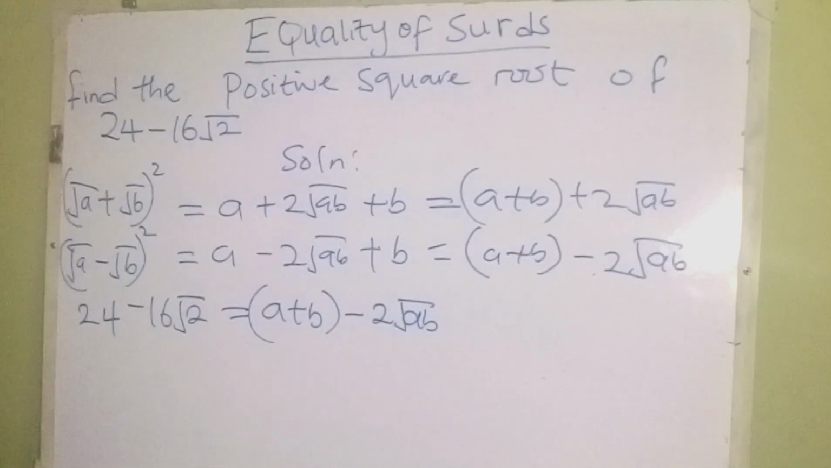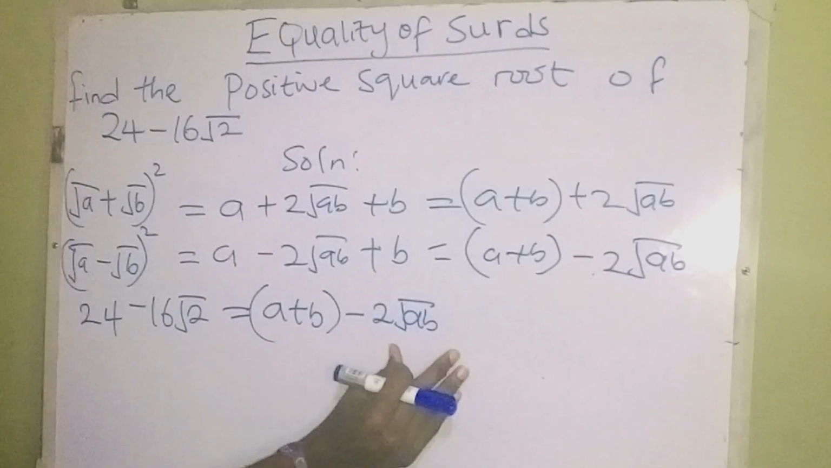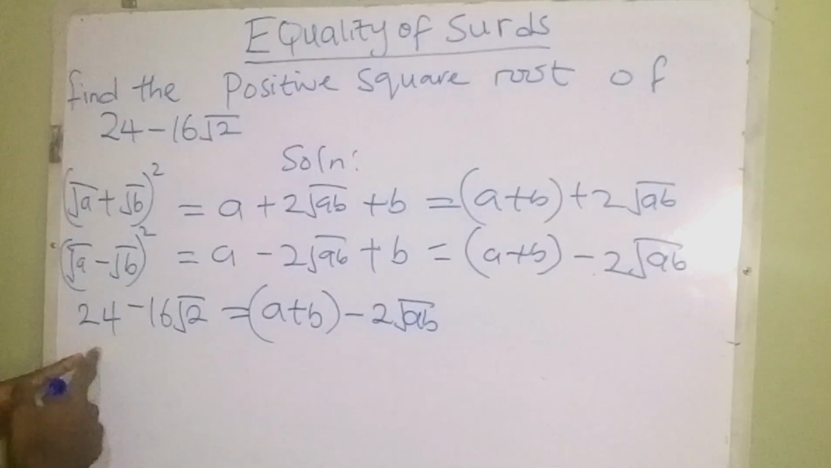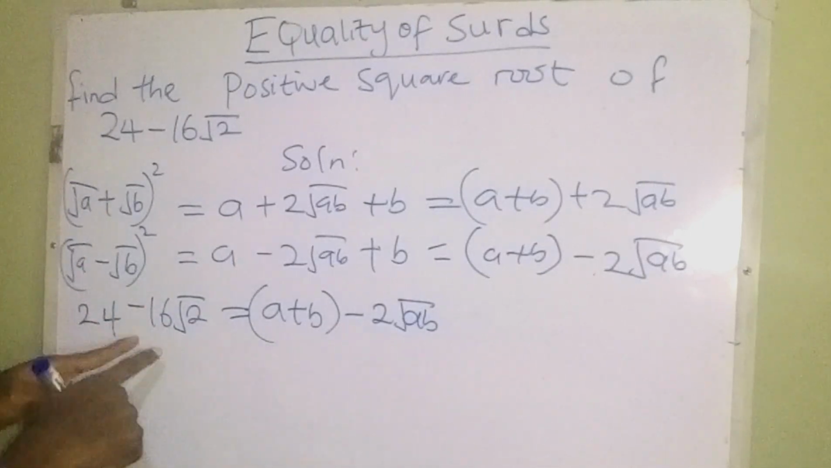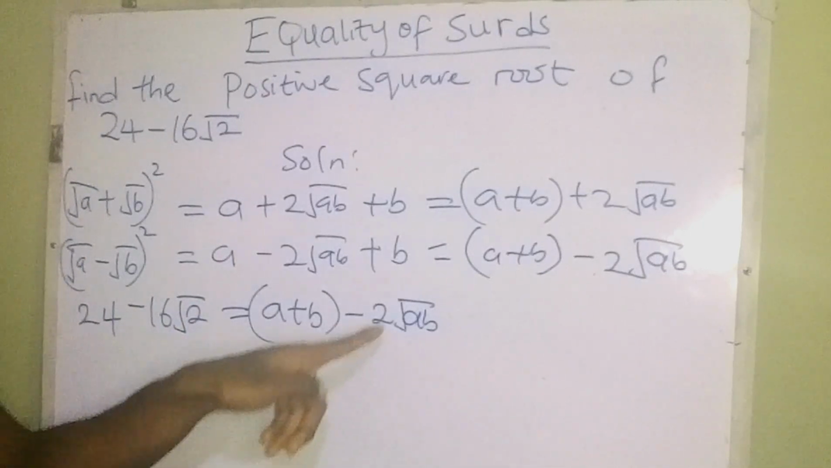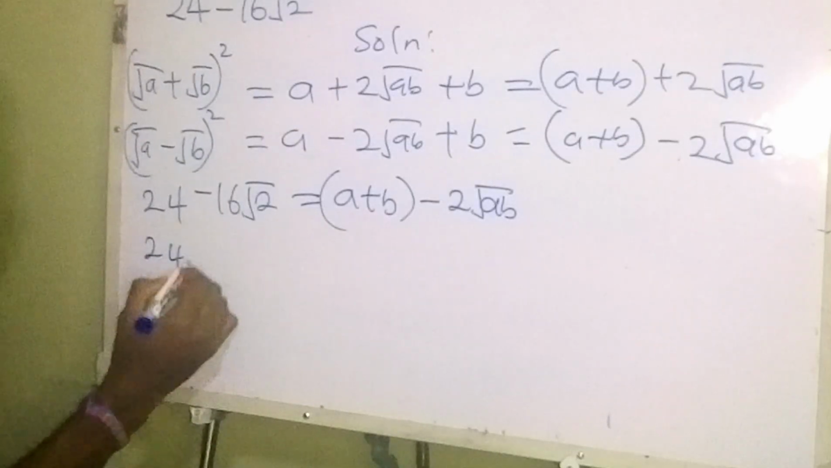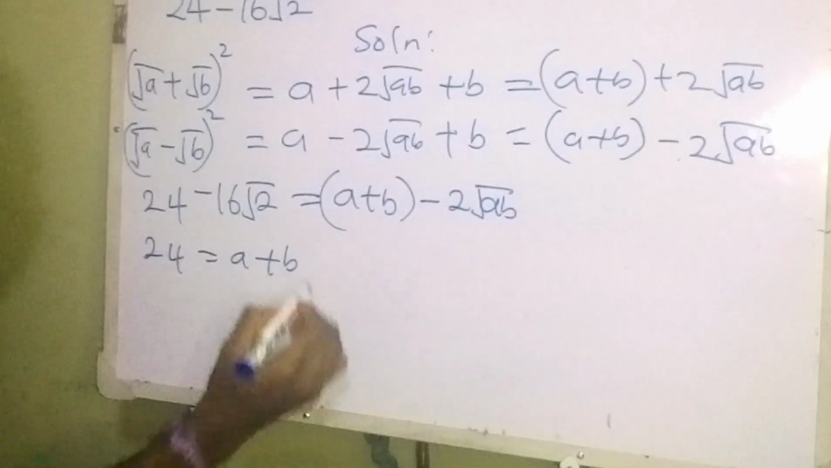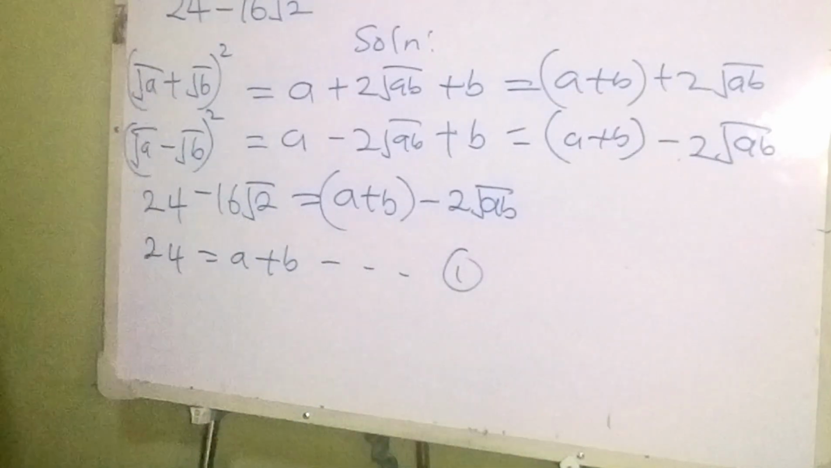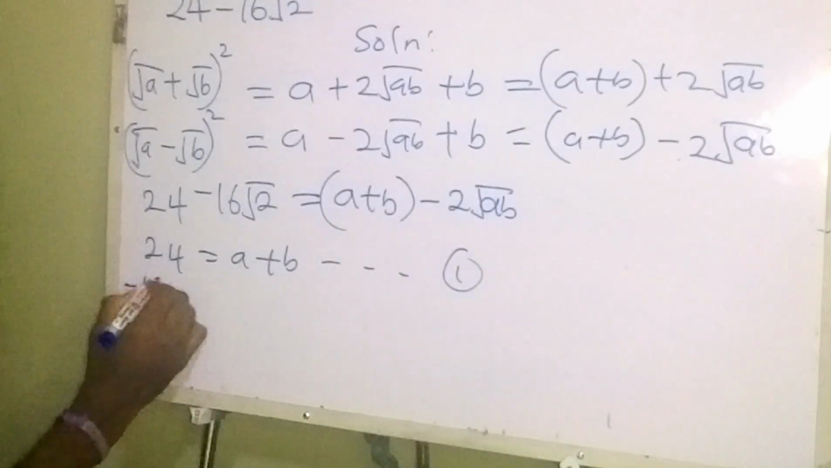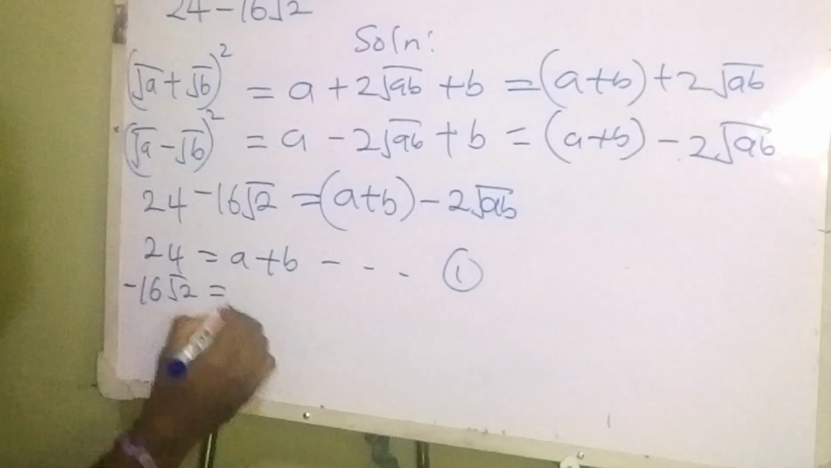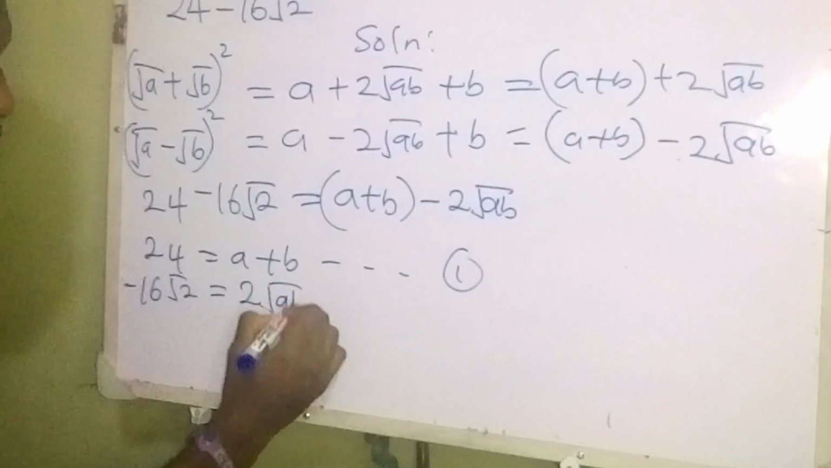Based on the rule that we just learned, two surds will only be equal if this one is equal to this and this will be equal to this. So that means 24 will be equal to a plus b, and negative 16 square root of 2 will be equal to negative 2 square root of ab. So now we'll say 24 is equal to a plus b. This will be our equation 1. And negative 16 square root of 2 will be equal to negative 2 square root of ab.